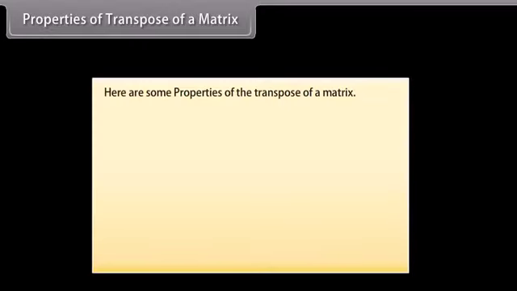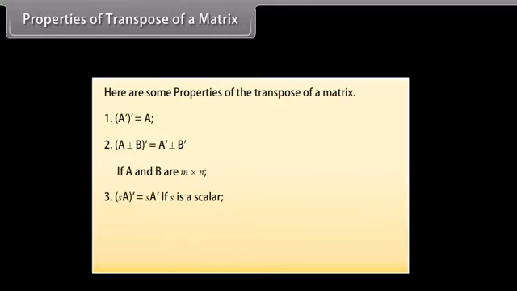Properties of transpose of a matrix. Here are some properties of the transpose of a matrix. First, transpose of transpose of matrix A is equal to matrix A. Second, transpose of A plus or minus B is equal to transpose of A plus or minus transpose of B, if A and B are m by n.